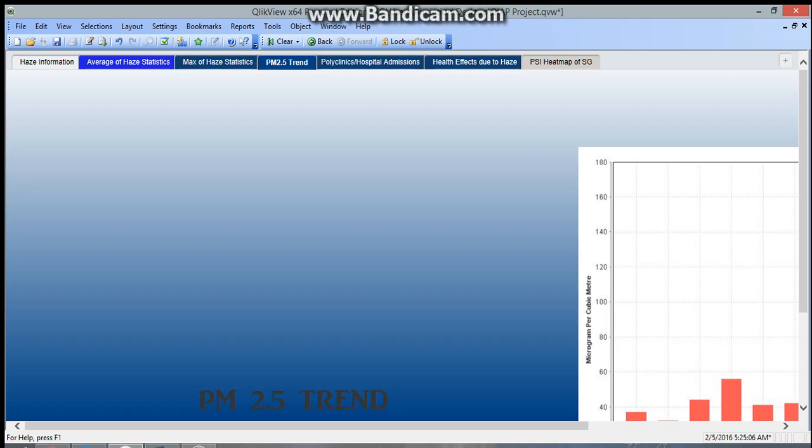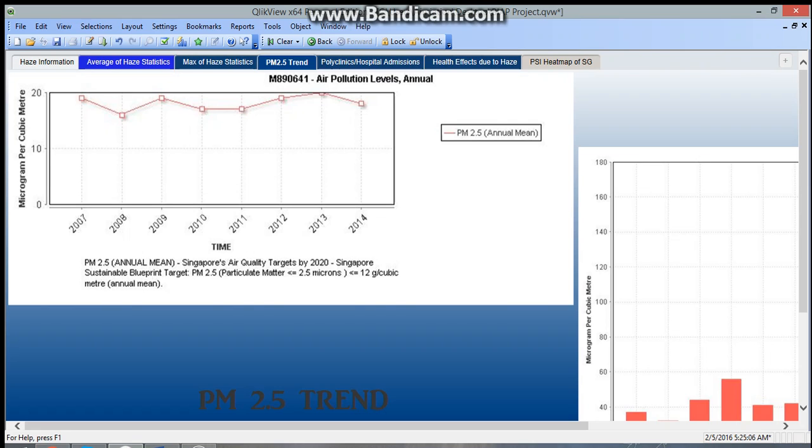And why this is dangerous, why they use PM 10, is because these particles can actually get past your nose and cause many conditions to your heart. So this is the one that we have to keep note of. What this line graph shows us is the annual mean of PM 2.5 from 2007 to 2014. As we can see here, there is a spike in 2013.